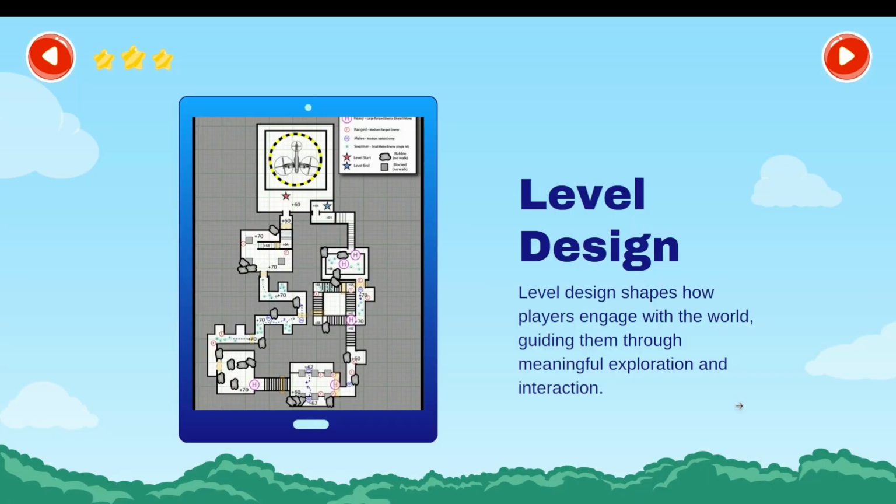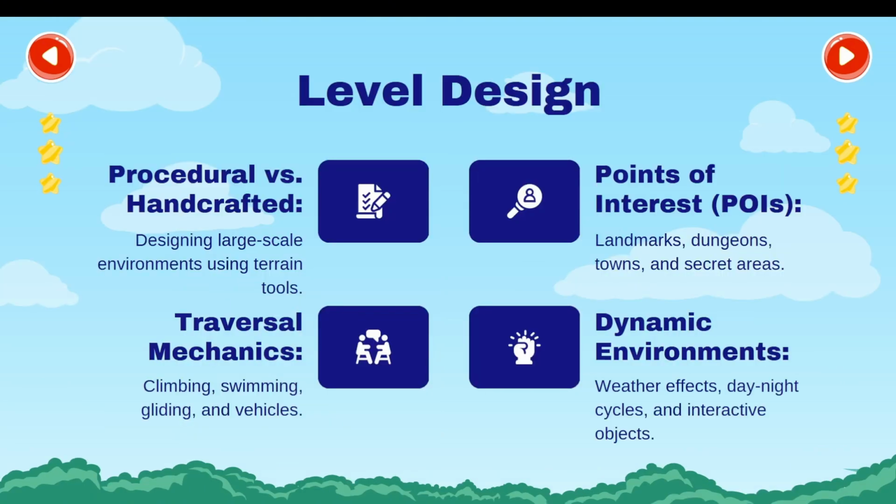Next, we have the level design. The level design shapes how players engage with the world, guiding them through meaningful exploration and interaction. So basically, what this means is that even though in open world games there is one big world, there are still products of intelligent design, so that instead of just one big flat empty world, there are things that the player has to do, encounter, points of interest, all that, which we will explain now.